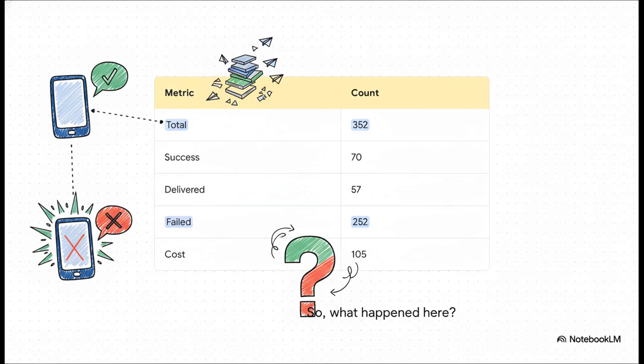When you look at the report, out of those 352 messages, only 70 were even sent successfully. And out of those, only 57 were actually delivered. A whopping 252 of them failed completely. So what on earth happened?